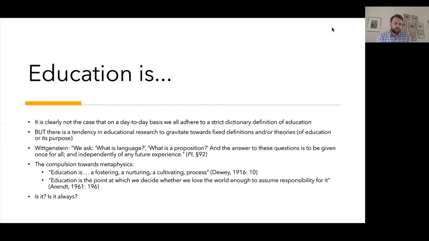Equally, education is the point at which we decide whether we love the world enough to assume responsibility for it. Makes me question whether we can actually see when this has happened, but also whether this is true of all kinds of education, things that we accept as education, even though they don't conform to Hannah Arendt's definition.